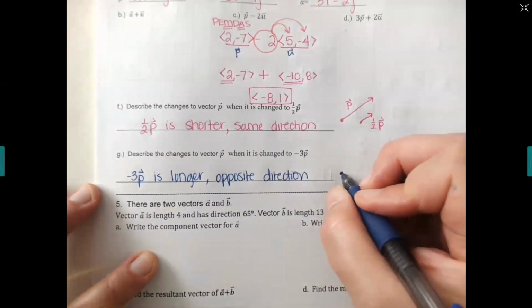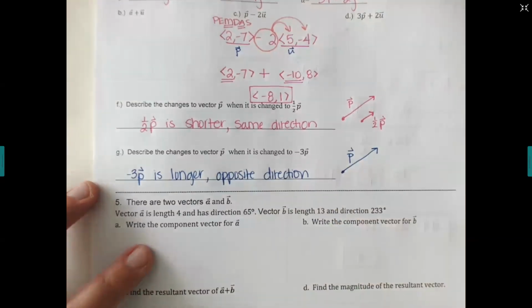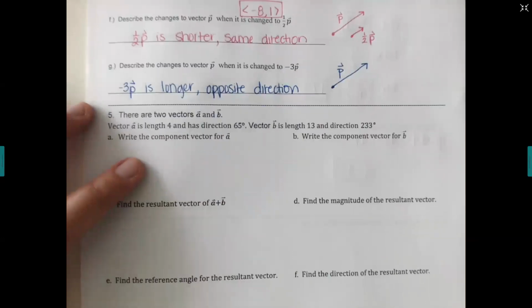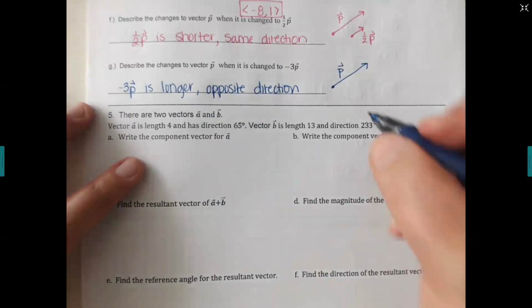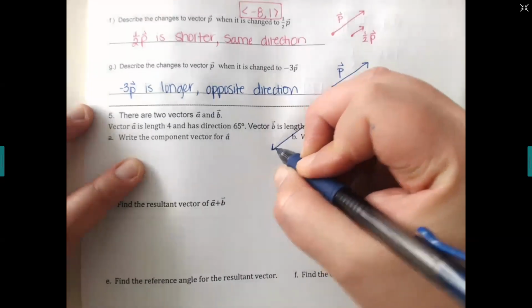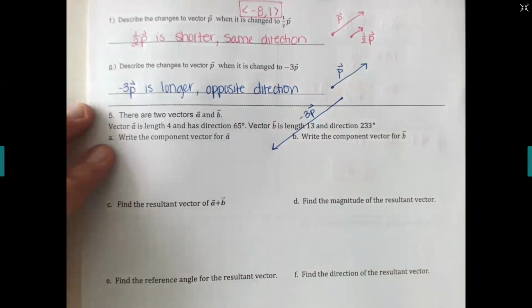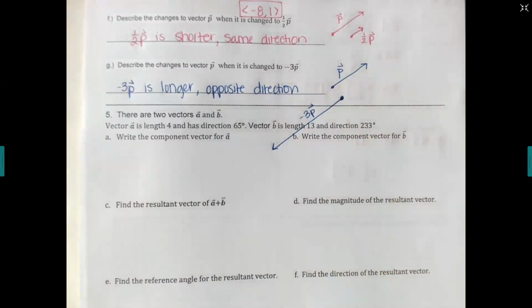So if this is my vector P still, sketch it about the same. Then if you times it by a -3, it's going to be 3 times as long, but point in the reverse direction. So your -3P would be, oh, that's maybe too long, but that's what -3P would look like. Because if my X and Y are positive and I turn both negative, then now it's going that way. And it should be 3 times as long.